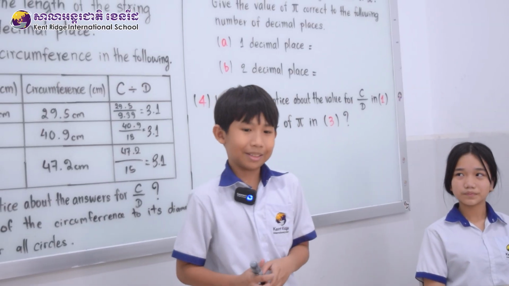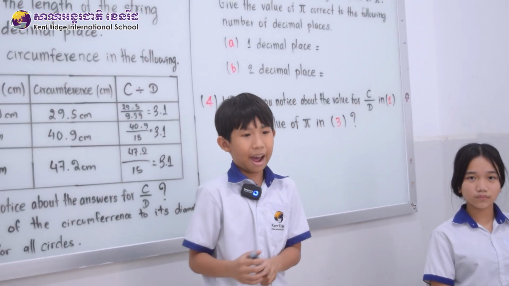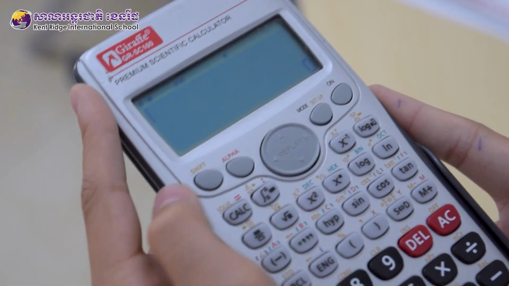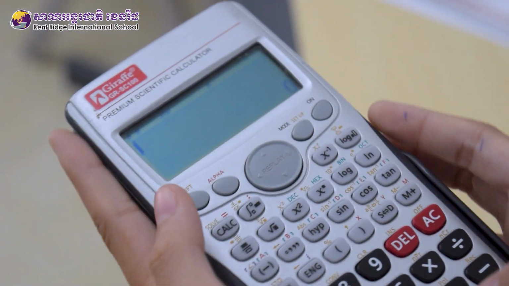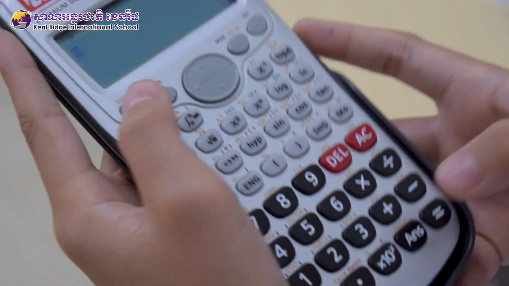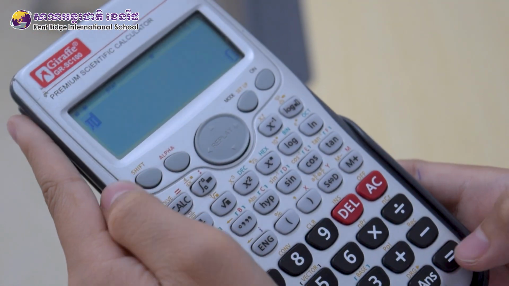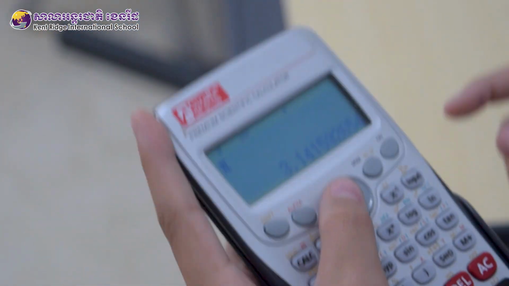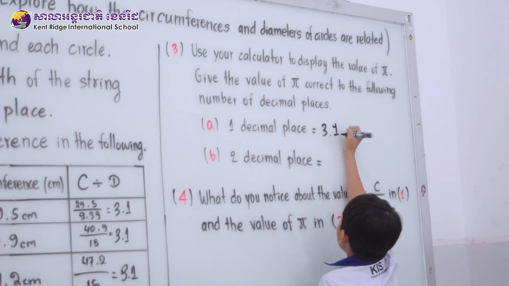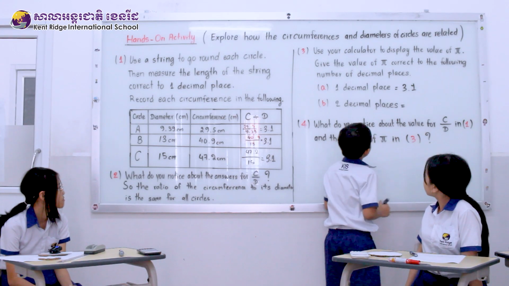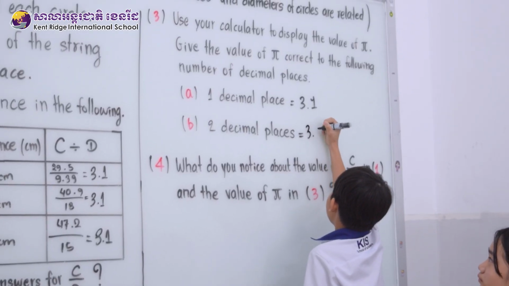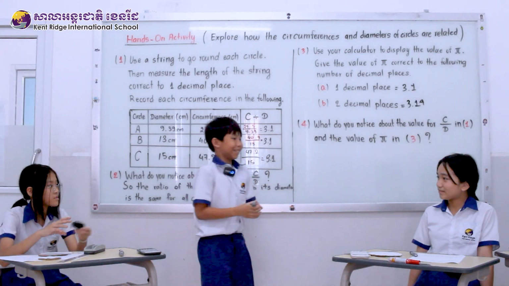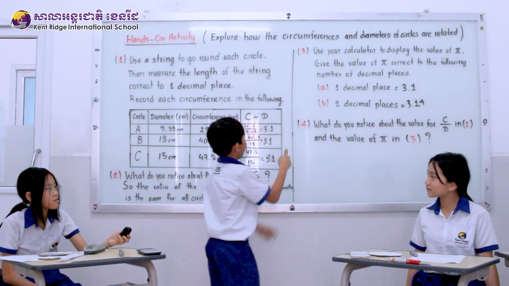For me, I want to show you guys how to find the value of pi on a calculator. We click shift, the button on the bottom that has pi on top of it, click that, we'll get pi, click shift equals. We'll get this number, but we want it as the first decimal place first, so it's 3.1. Now 2 decimal places, we will get 3.14.